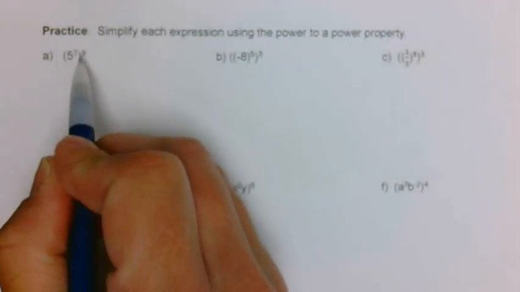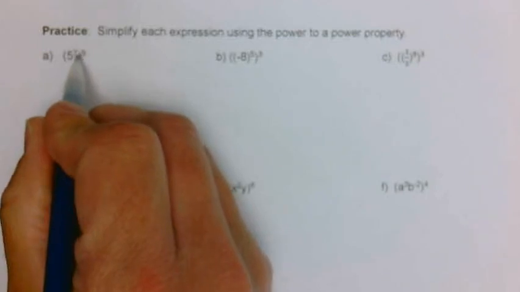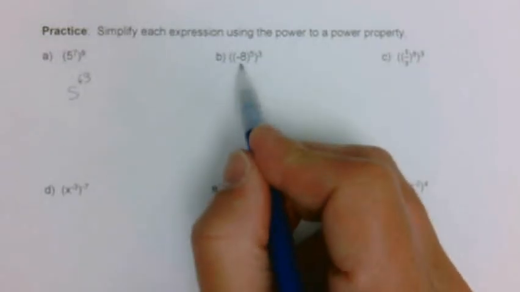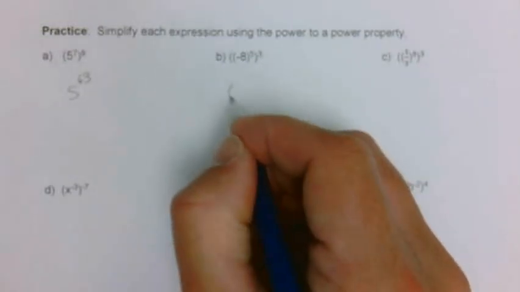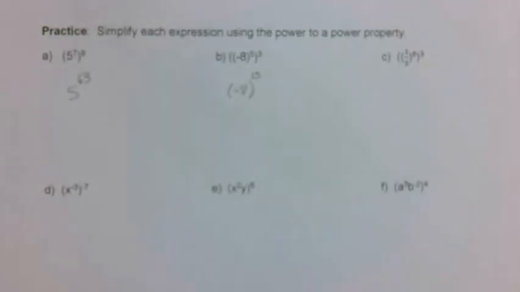Let's go ahead and practice using exponent property number 2 when we're raising a power to a power. 5 to the 7th power to the 9th power. I'm going to keep the base of 5, and I'm going to multiply the exponents. 7 times 9, we get 5 to the 63rd power. Negative 8 to the 5th power, raised to the 3rd power. Keep the base of negative 8, so it needs to be in parentheses, and then multiply the exponents. We get negative 8 to the 15th power.